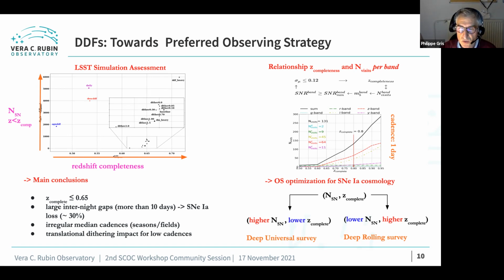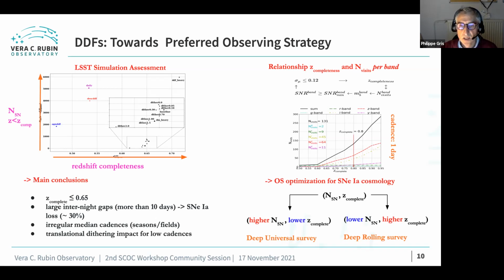And you have an illustration on the right plot on this slide, which is the number of visits that are required to reach a given redshift completeness. You have an illustration to reach 0.8. In that case, you need 121 visits per observing night, with this specific number of visits per band: 2 for the g, 9 for the r, 45 for the i, 64 for the z, and 11 for the y, and for a cadence of 1 day.